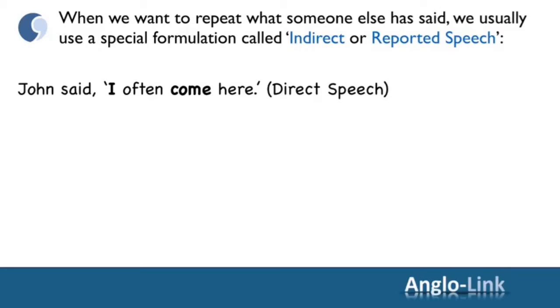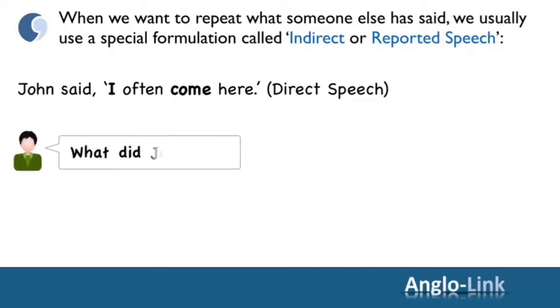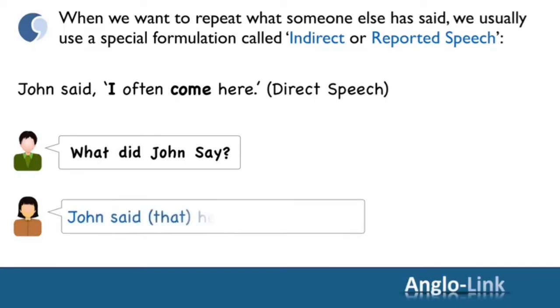John said, "I often come here." Now, we've put John's exact words in quotation marks. Now, in answer to what did John say, we must switch to indirect speech, and it will now read, John said he often came here, or John said that he often came here.